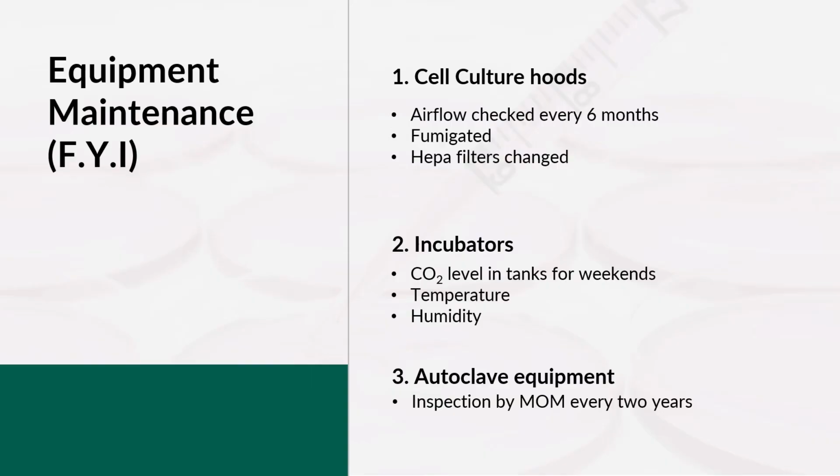Lastly is the autoclave equipment. Generally, there is an inspection by MOM every 2 years. The routine inspection allows the autoclave to be inspected for any signs of wear, damage, or corrosion. They will check the door seals, the gaskets, and the valves for any wear and tear, and replace them as needed to maintain that proper seal. There's also cleaning involved, where they'll clean the autoclave chamber, trays and racks after each use, because this is needed to remove any potential residue or debris that could interfere with the sterilization process.